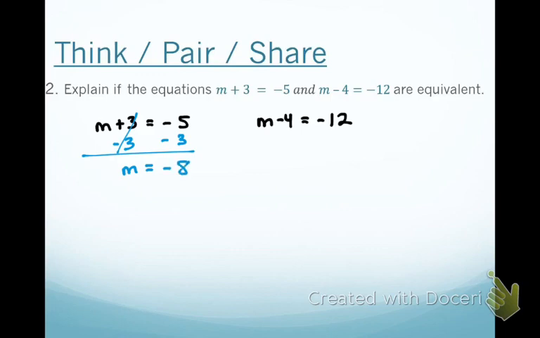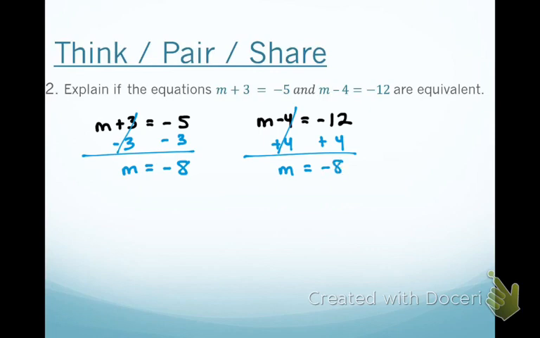Okay, who would like to do the other one for me? Christopher, identify the variable. M. What's not allowing M to be alone? Subtract by 4. How do I get rid of subtract by 4? Add by 4. What you do to one side, you must do to the other side. This cancels out. Christopher, what is the answer?